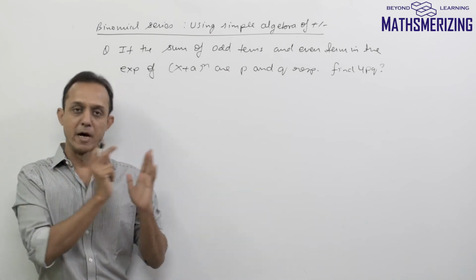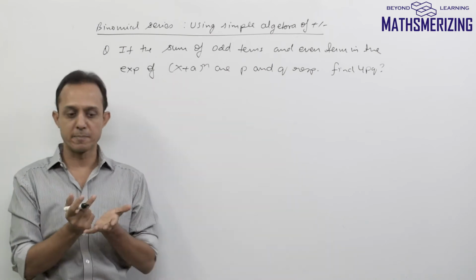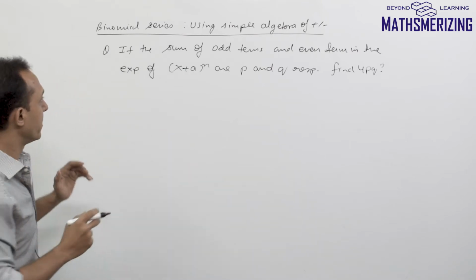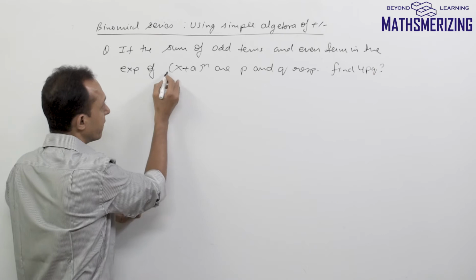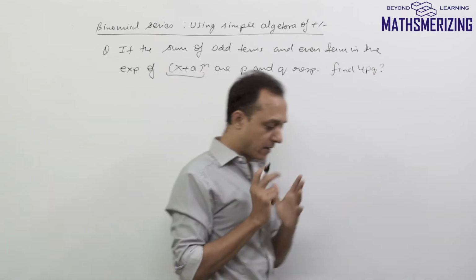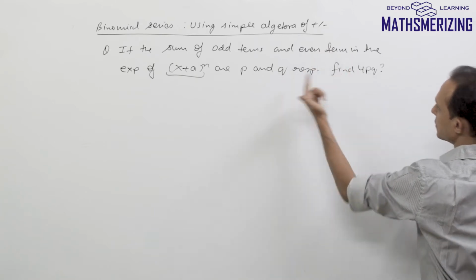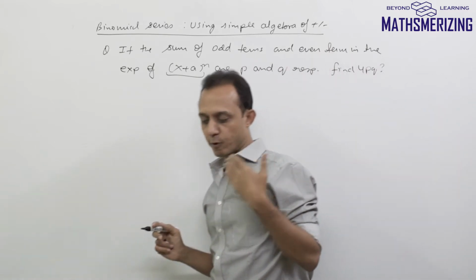Now there'll be some questions in binomial series where we need to use simple algebra like addition or subtraction of terms. So I'll take up an example. Say, for example, we are given the expansion of (x + a)^n, and it says the sum of the odd terms is p and the sum of the even terms is q. Then I need to find the value of 4pq.